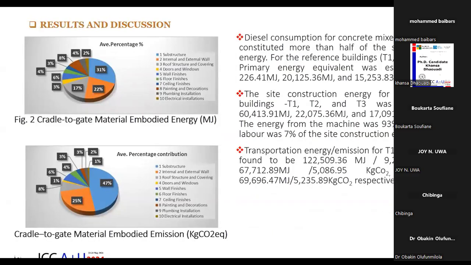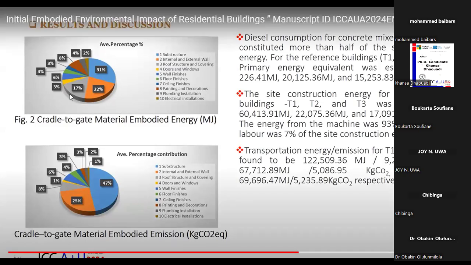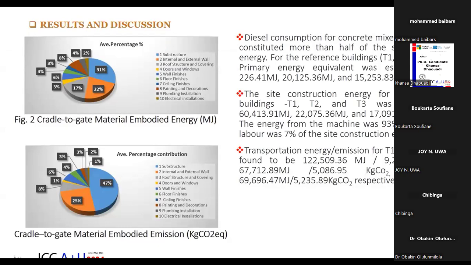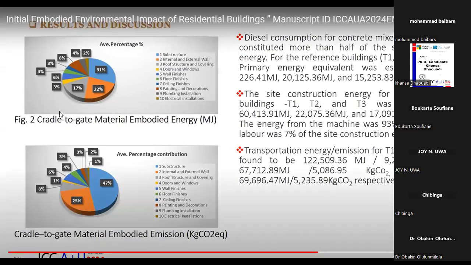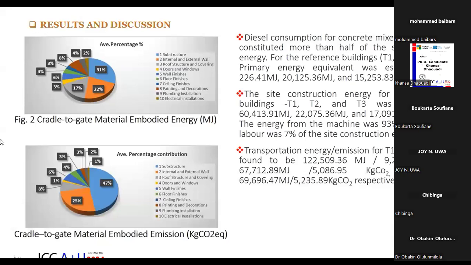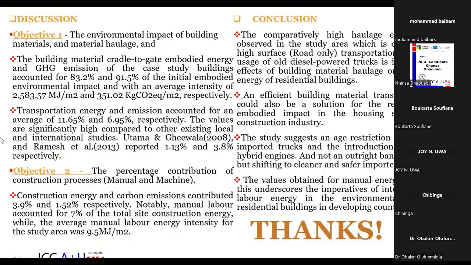The results from the study show that cradle to gate material embodied energy was dominated by the substructure at 31%, whilst the substructure also dominated the cradle to gate material embodied emission at 47%. The study found that diesel consumption for concrete mixers, bulldozers, and earth-moving equipment constituted more than half of the site construction energy and emission for the reference buildings T1, T2, and T3. The study also found that for the site construction energy of the reference buildings, the energy from machines was 93%, while manual labor was 7%. Transportation energy and emission were also computed for T1, T2, and T3, and the values are presented in the slide.